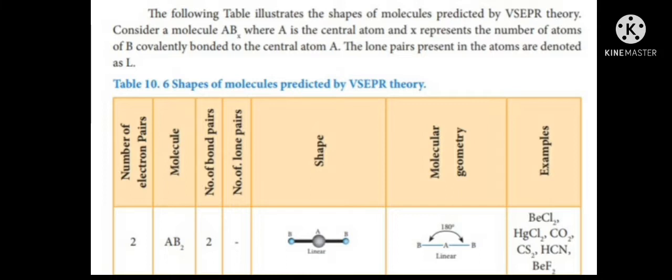The molecule with the formula AB2 contains 2 bond pair electrons and there are no lone pair electrons. This molecule contains 2 AB bonds. Hence, the shape of the AB2 molecule is linear. The molecular geometry is shown here. Examples for this AB2 molecule are given here: BeCl2, HgCl2, CO2, CS2, HCN and BeF2.